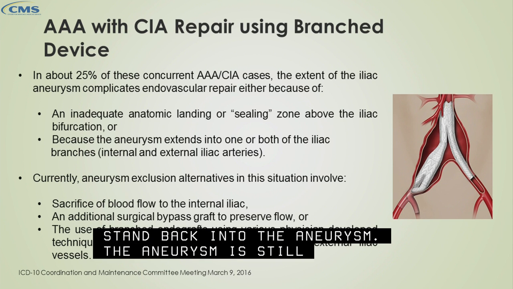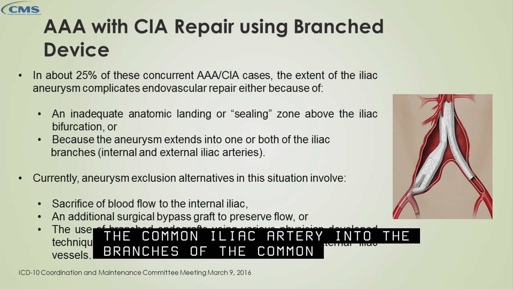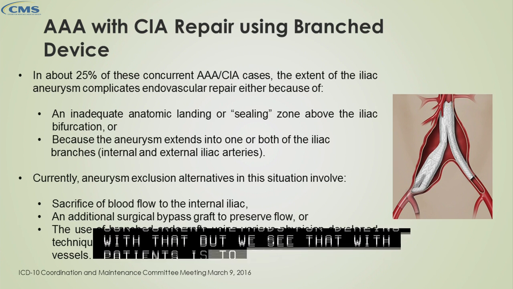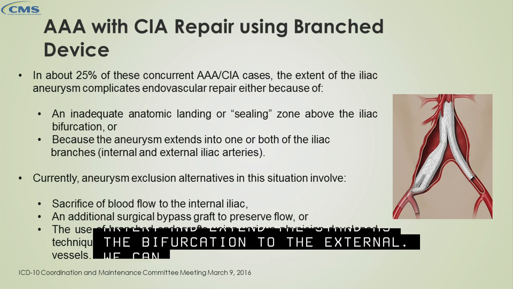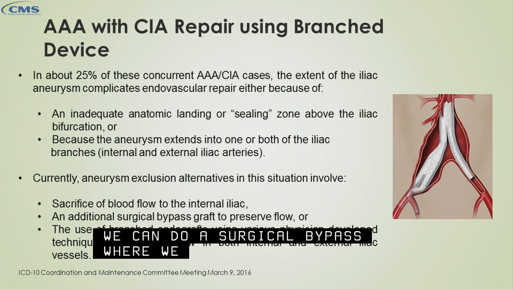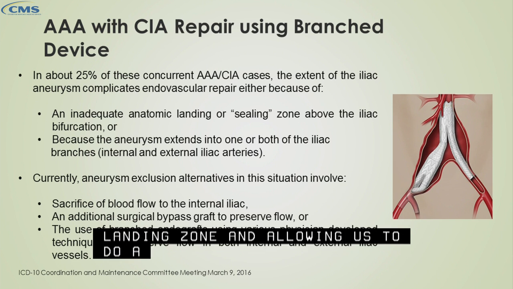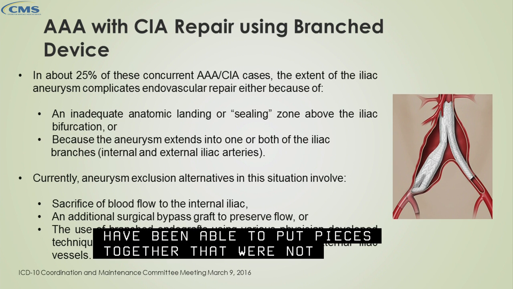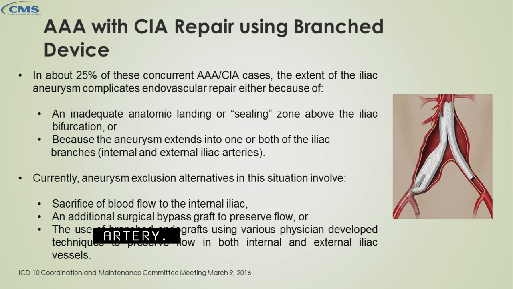Or the disease can extend beyond the common iliac artery into the branches of the common iliac, either the internal, external, or both. So our current methods for dealing with that are to either sacrifice blood flow to the internal iliac artery and extend the stent past the iliac bifurcation into the external. We can do a surgical bypass where we go from the external iliac artery to the internal iliac artery distal to the bifurcation, giving us a longer sealing landing zone and allowing us to do a standard EVAR. Or some very intelligent physicians have been able to put pieces together that weren't quite what they were designed for to make it work and get flow into the internal and external iliac artery, which, having done that a couple of times, can be met with various degrees of success.